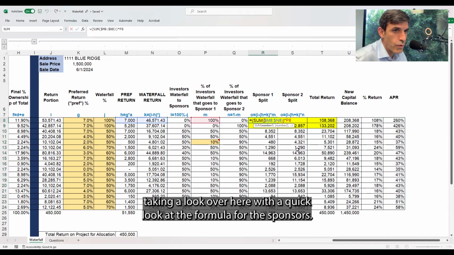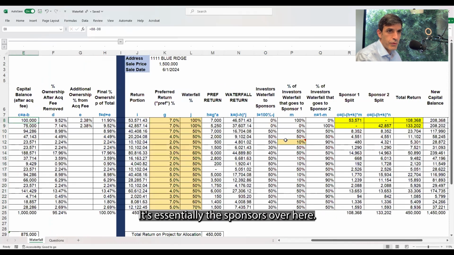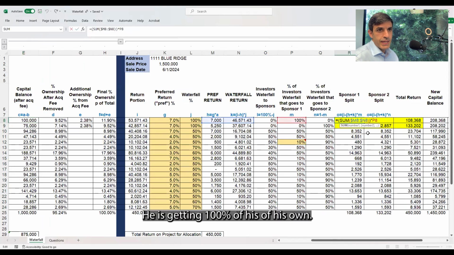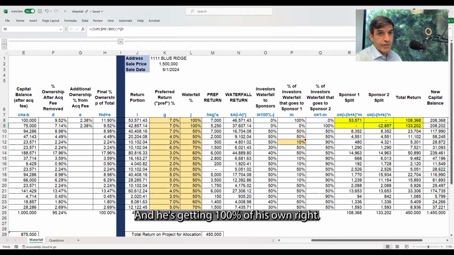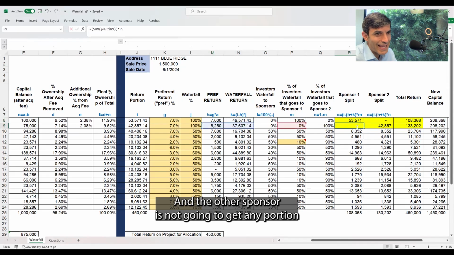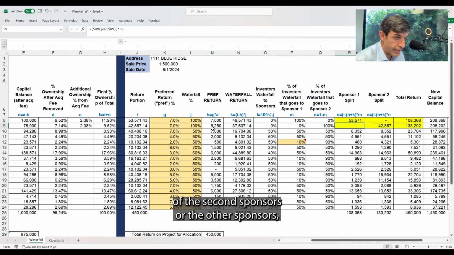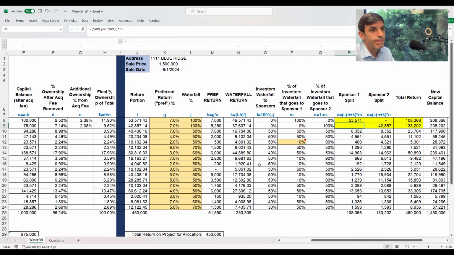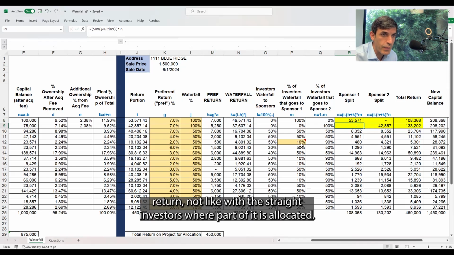It's worth taking a look over here really quickly at the formula for the sponsors. Essentially, the sponsor over here is getting 100% of his own, and the other is getting 100% of his own. This is going to be the 42,857. This is going to be the 53,571. And the other sponsor is not going to get any portion of the other sponsor's return, not like with the straight investors where part of it is allocated.